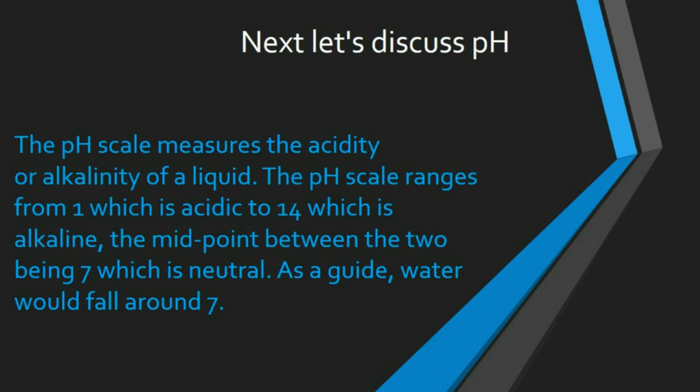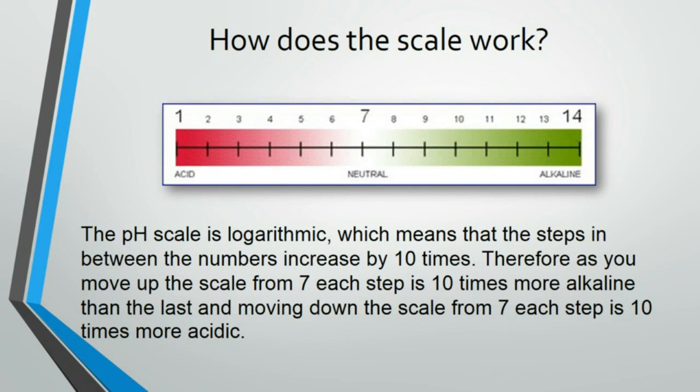So here's the scale that I mentioned, just a simple scale. I think everyone's pretty much familiar with that. And if you're reading any of your instructions for use for your detergents and things like that, most of them are looking for neutral pH, right? That's a pretty ubiquitous term that we see throughout standards and things like that. The pH scale is logarithmic, which means that the steps in between the numbers increase by 10 times. Therefore, as the scale moves from 7, each step is 10 times more alkaline than the last, and conversely, it's 10 times more acidic as you go down the scale.